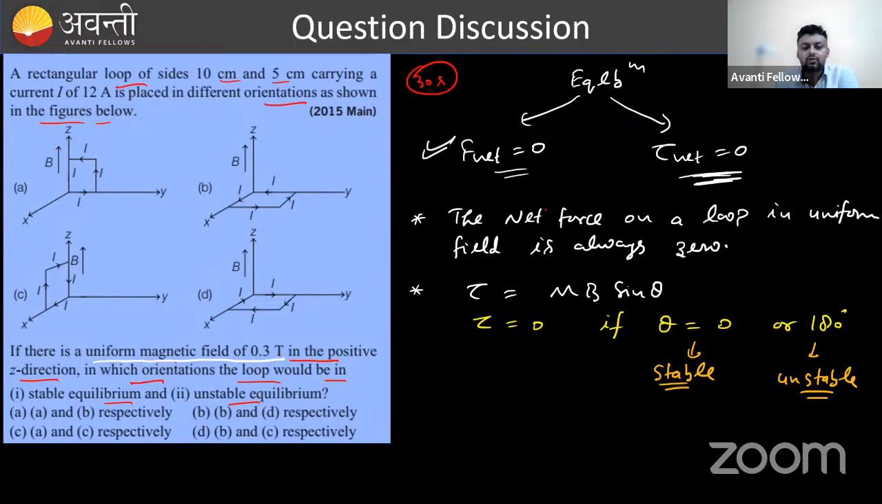Now, what is your task in this question? Your task is to find the angle between the magnetic field and the magnetic moment. Clear? Your task is simple. Magnetic field and magnetic moment, you need to find the angle. Option B, you are saying. Okay, JNV Bhavnagar is saying option B. Okay, let's move.